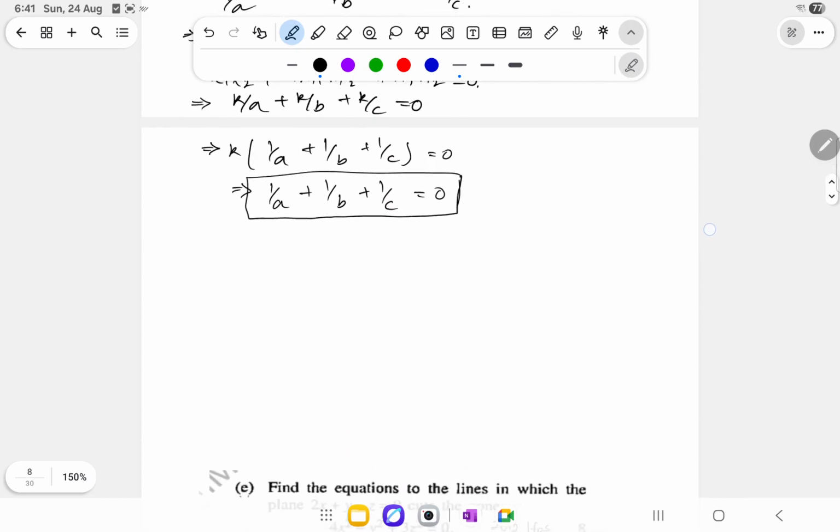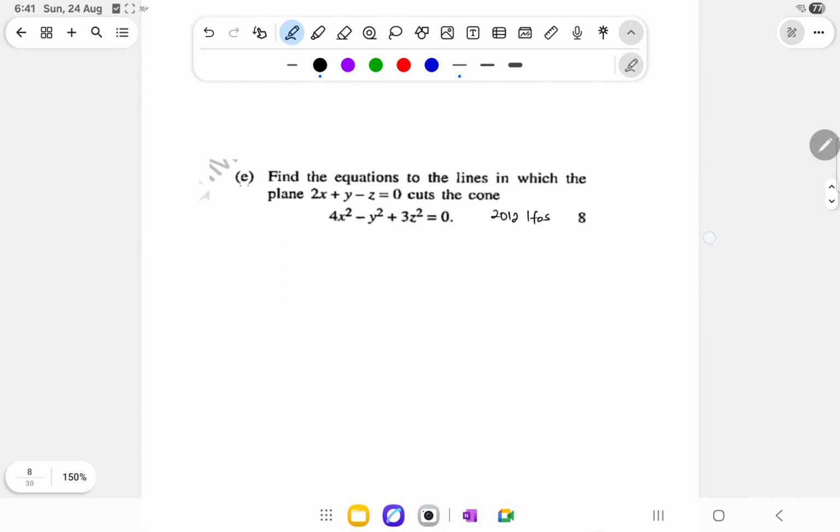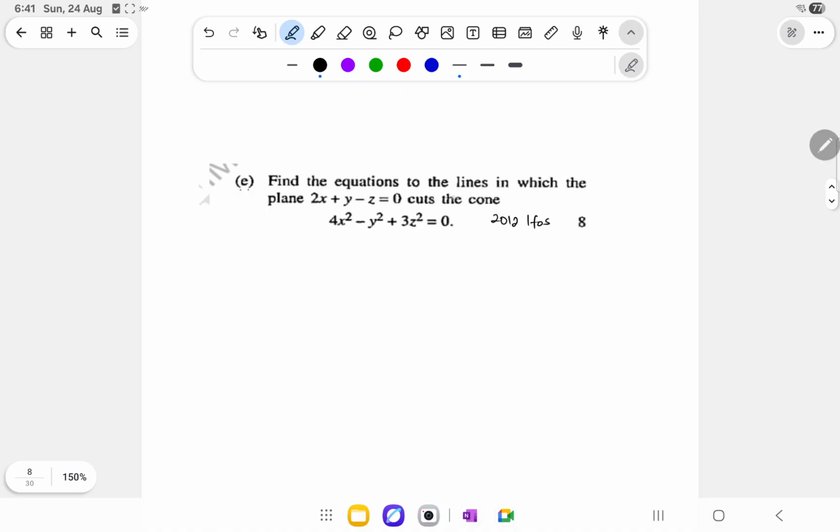So let's move on to the next question. The next question says: find the equation of the lines in which this plane cuts this cone. So this is basically a repeated question. We have done this previously.